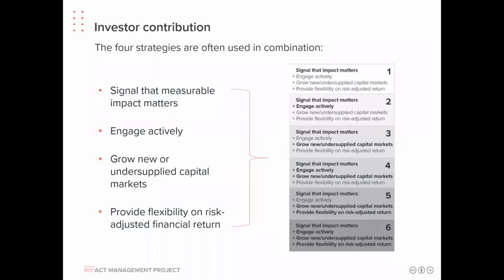On the left side here we have the four strategies, and on the right side we see combinations in which we see investors using these strategies. So starting from the top would be just signaling that impact matters. Then one down is signaling and engaging. The third one is signaling and growing new undersupplied capital markets.